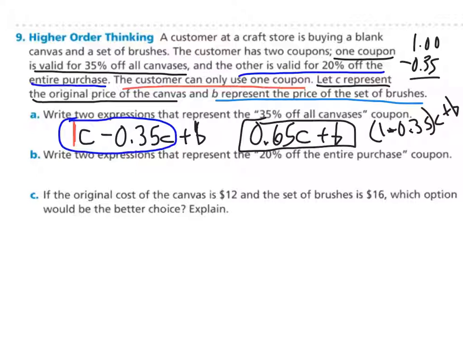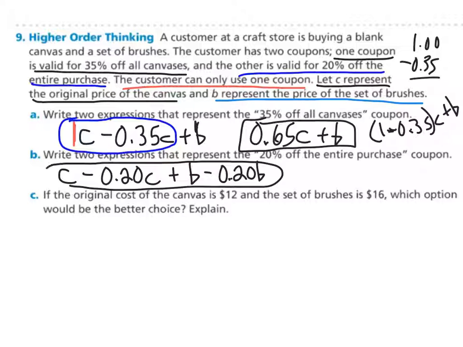So one option on part B, 20% off the entire purchase, would be C, the cost of the canvas, minus 20% of C, and then plus we have the cost of our brush, which would be B, and then minus 20 hundredths times B. That's our 20% off of our brush costs. Okay, that would be one option that we could look at starting with.